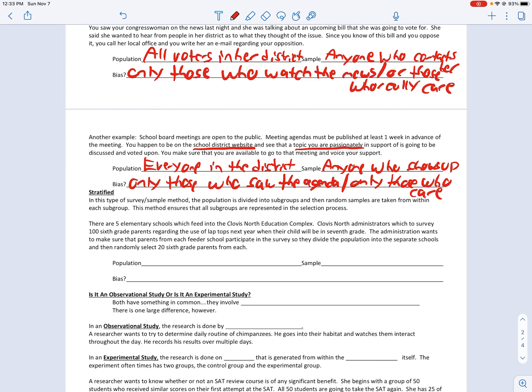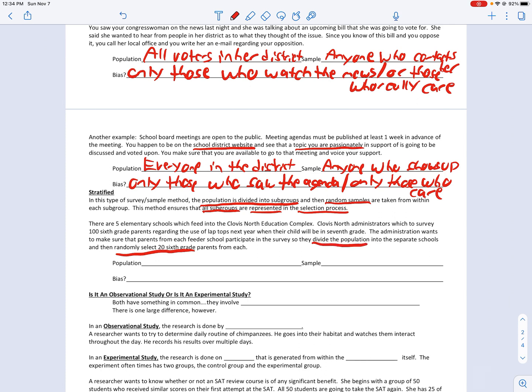So stratified is when a type of survey or sample when the population is divided into subgroups and then random samples are taken. This ensures that all subgroups are represented in the selection process. So here's an example. There are 5 elementary schools in the Clovis North Educational Complex that feed into it. Clovis North administrators wish to survey 100 6th grade parents regarding the use of laptops. The administration wants to make sure the parents from each feeder school participate in the survey. So they divide the population into separate schools and randomly select 20 6th grade parents from each school.